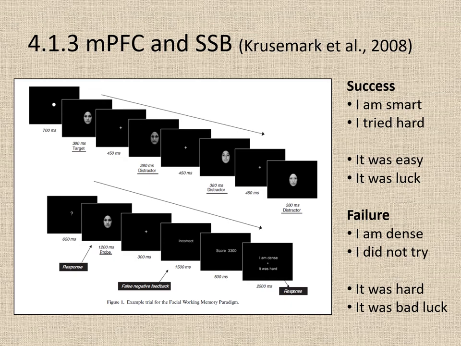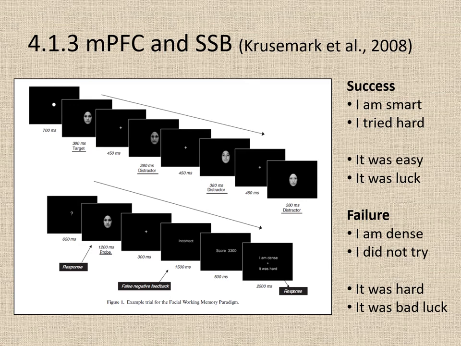Okay. And here we scan their brain. This is where we take the measure. Then they get a chance to give an explanation for why they were correct or why they were incorrect. So they have to choose between two answers. In this case, they get the feedback that they were incorrect, and then they have to choose between the explanations, I am dense, which I guess means I'm stupid or something like that. Yes, I am stupid, that's why I was incorrect.